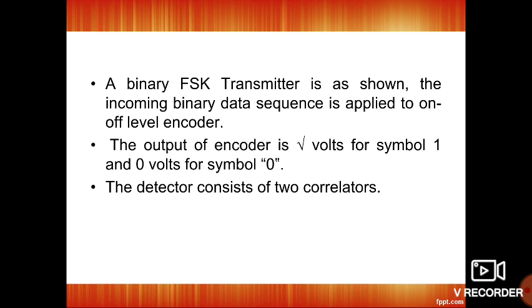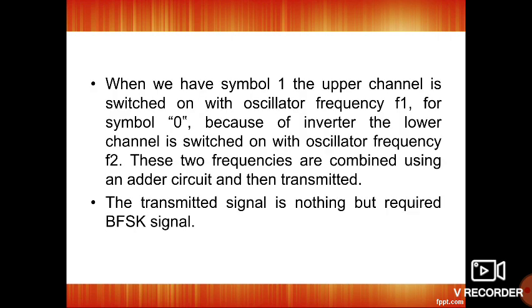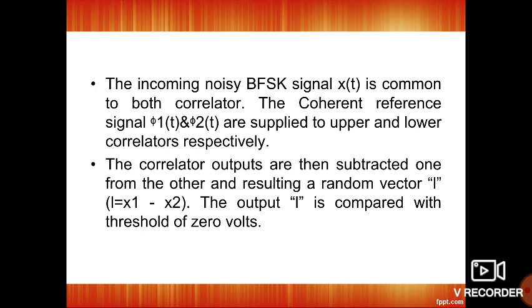In the binary FSK transmitter, the incoming binary data sequence is applied to the on-off level encoder, and the output of the encoder is characterized by +1 volts and 0 volts. So it consists of two symbols, 0 and 1. Symbol 1 is the upper channel and it is switched on to the oscillator frequency F1, and symbol 0 is given to the lower channel and it is inverted using an inverter, and in the lower channel it is switched to another oscillator frequency F2. So both are transmitted and this produces the binary FSK signal.